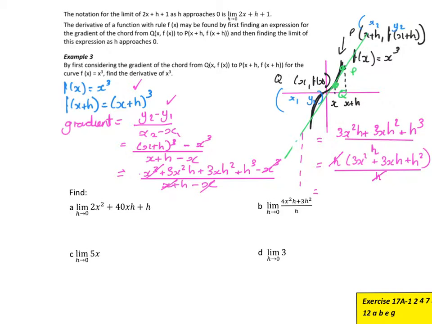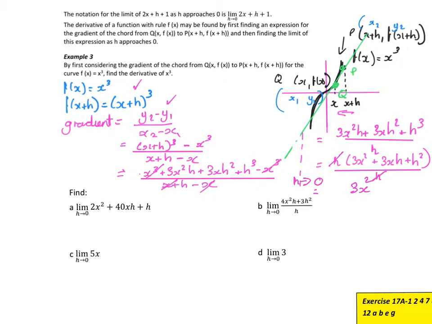Now the last step there is to let the h move towards 0, because remember, we want the gradient at a point. So we're going to let our h value move towards 0. So we're going to let it equal 0. And if we let our h value equal 0 in there, then we are really only left with 3x squared, because the rest is plus 0 plus 0. So our final answer there is 3x squared.